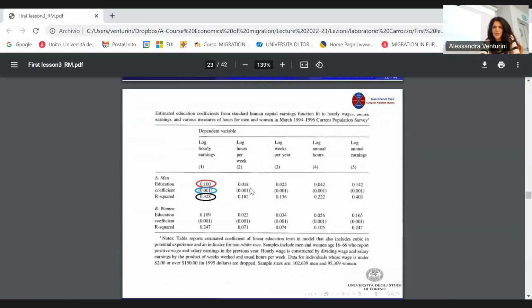Okay, another table. This table shows the effect of an increase in the education level on different labor outcomes: hourly earnings, hours per week, weeks per year, and so on, annual hours and annual earnings. Okay, take a look. The red circle shows the increase of 1 more year in the education level on wage, which is 0.1 log, that is 10%. Okay? So, is it significant or not?